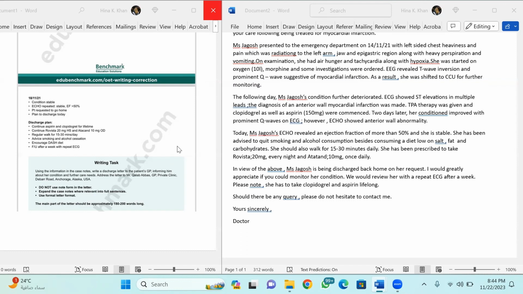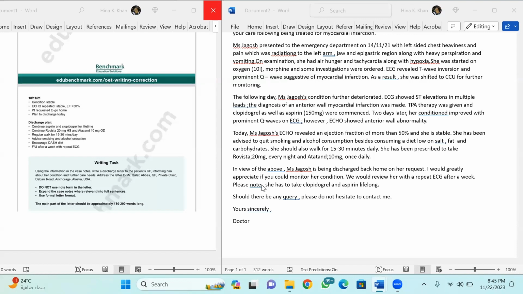So the discharge plan is the plan that you have made before discharging the patient, because you are writing this letter at the time when the patient is still in the hospital but is now ready to be discharged. So this discharge plan is your plan, but you can also encourage the DASH diet. I have written over here that she has been advised to quit smoking and alcohol consumption, but you can also ask the GP to please encourage her to take this kind of diet, the DASH diet.